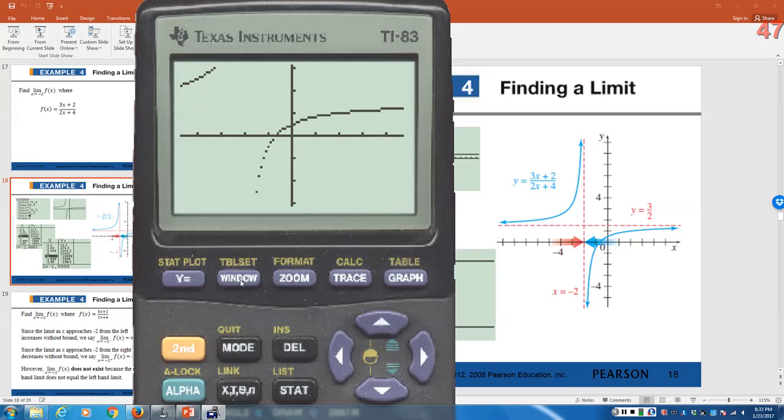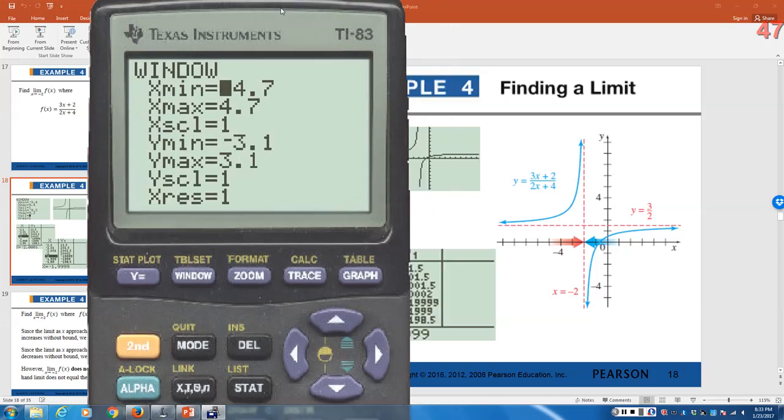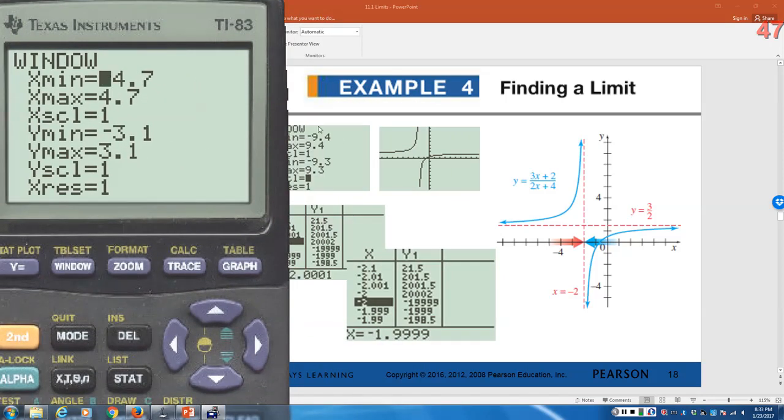This window is not as useful as I wish it was, so I'm going to hit the window button. And as I'm showing you here on the PowerPoint, I'm going to change that, but I'm just going to do it with multiplication. I'm going to multiply this times 2, and I'm going to multiply this value times 2, because I'm just trying to make the window twice as big.